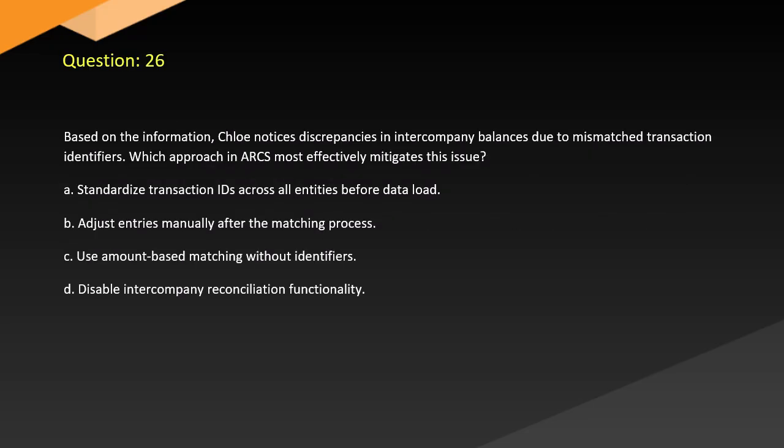Question 26. Based on the information, Chloe notices discrepancies in intercompany balances due to mismatched transaction identifiers. Which approach in ARCS most effectively mitigates this issue? A. Standardize transaction IDs across all entities before data load. B. Adjust entries manually after the matching process. C. Use amount-based matching without identifiers. D. Disable intercompany reconciliation functionality.